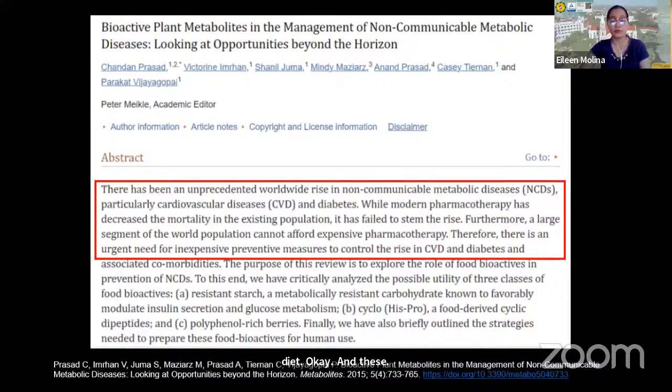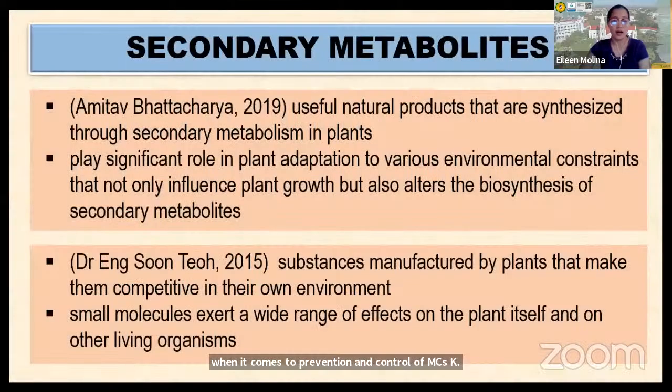Okay, and this study is also in line with the objective of the WHO when it comes to the conduct of research for NCD prevention and control. All right, so we go therefore to looking into what are the different secondary metabolites that we can work on when it comes to prevention and control of NCDs. Okay, so go to the next slide.